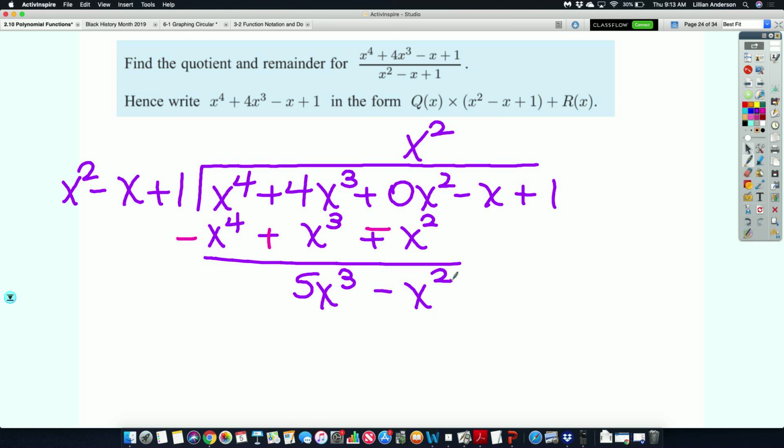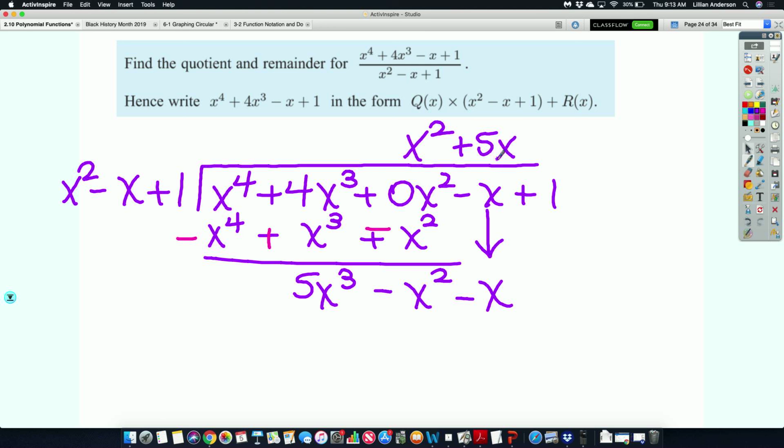What do you do from here? Drop down. Drop down the rest of it? You drop down not the rest of it, just the next term. And then you repeat. What times x squared will give you 5x to the third?